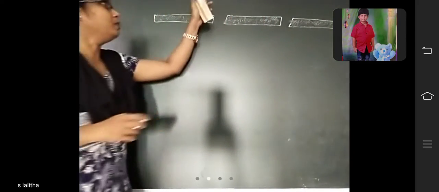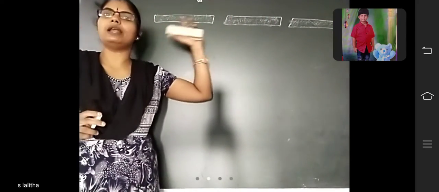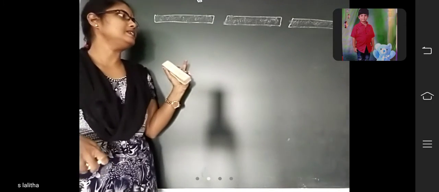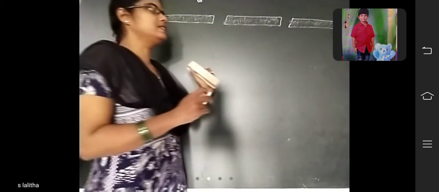And next, the proper fraction. What is that fraction? 1 by 6. 1 by 6 means you should draw one box, and this box should be divided into how many parts, children? What is the denominator? 6. So you should divide it into 6 parts: 1, 2, 3, 4, 5, 6. And how many parts should you shade? What is the numerator? 1. So you shade 1 part.